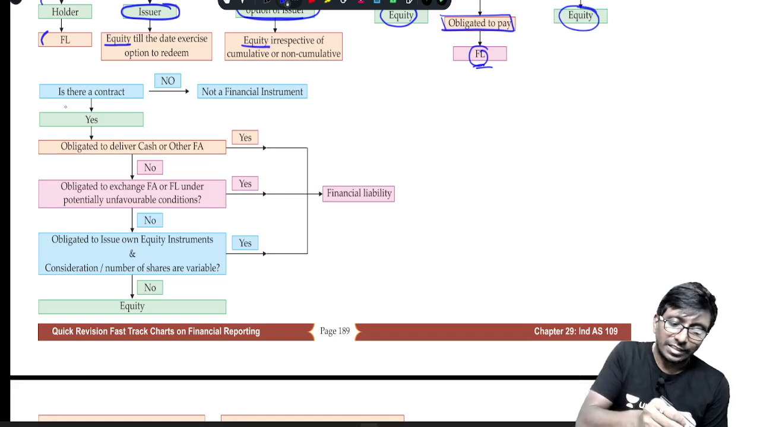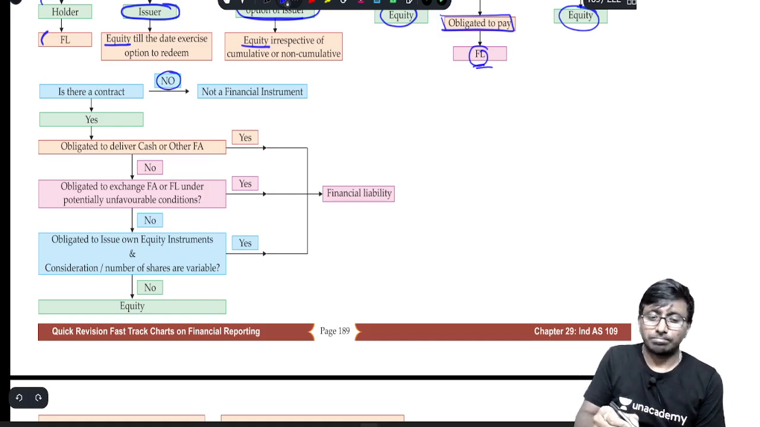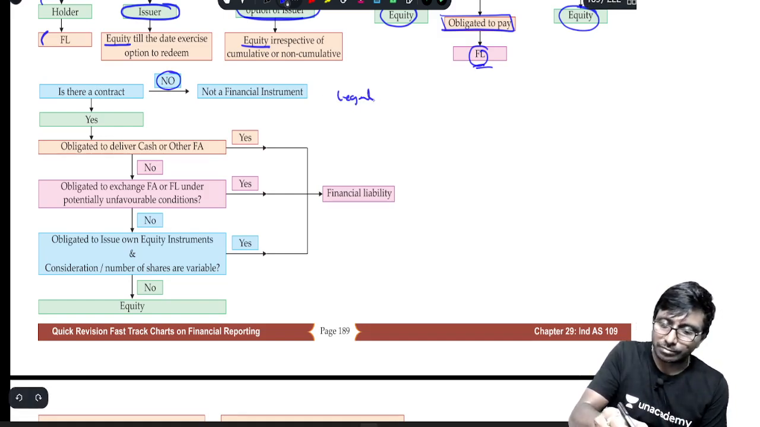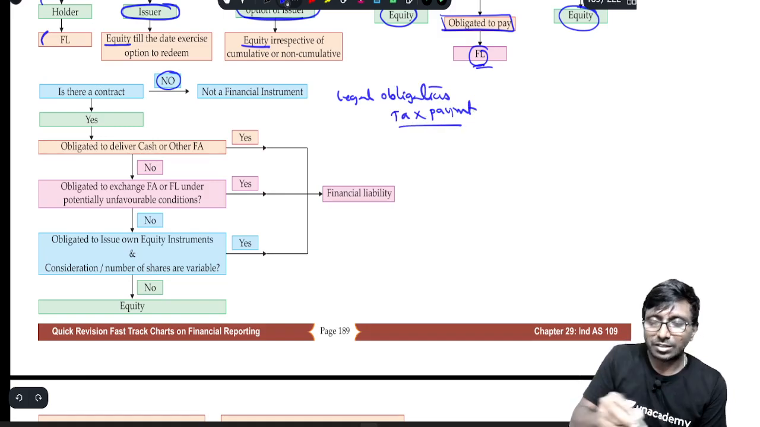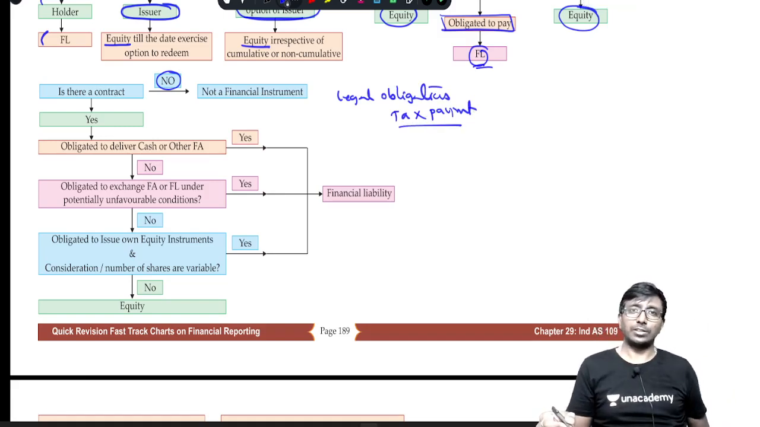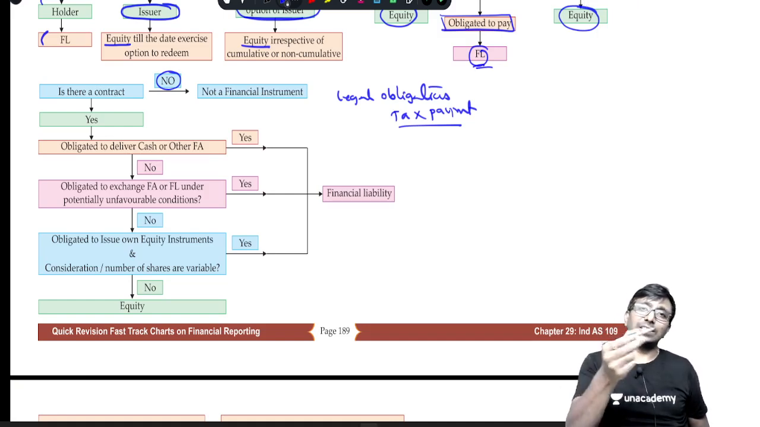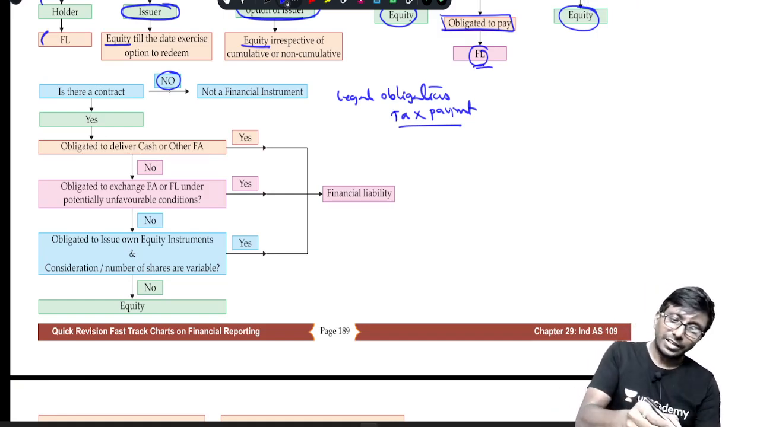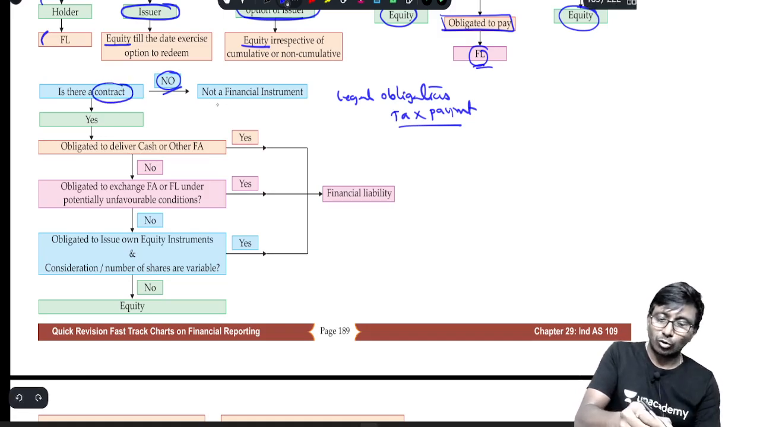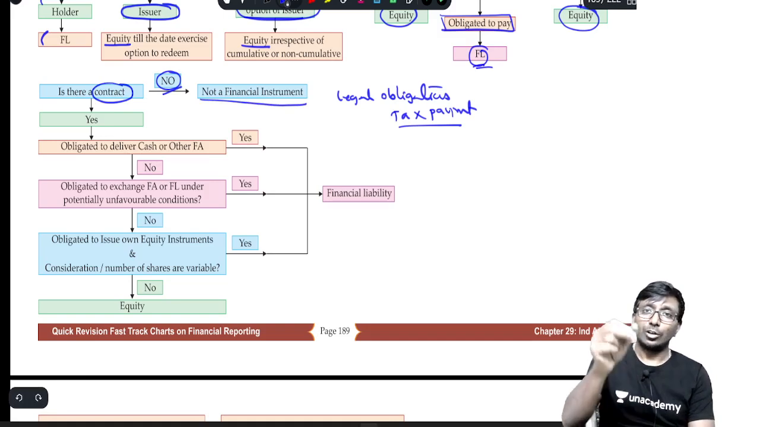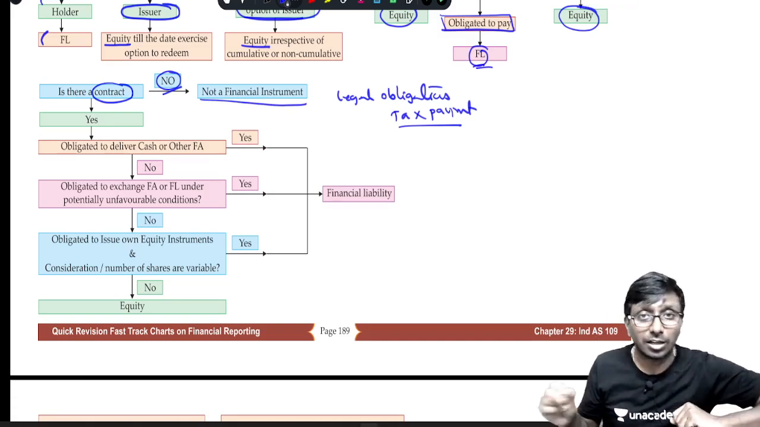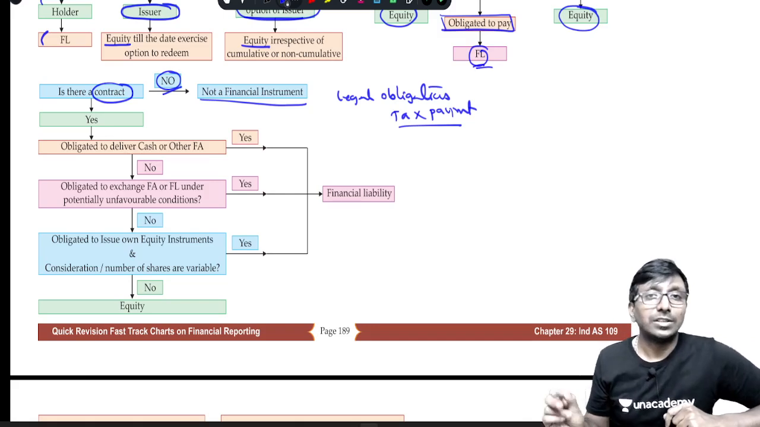Is there any contract? No, sir, there is no contract. Say, for example, a legal obligation. What is a legal obligation? Tax payment. There is no contract between me and the income tax department, but I will pay, because it is as per the law. But when there is no contract, then it is not a financial instrument. You don't need to be in this standard at all. You should just come out of this standard.